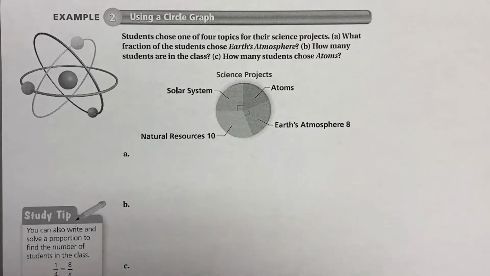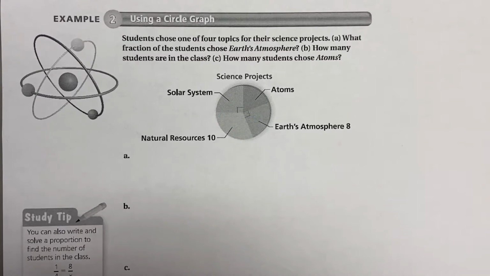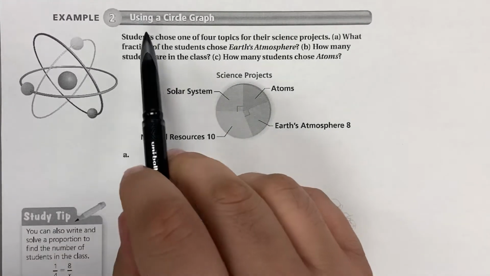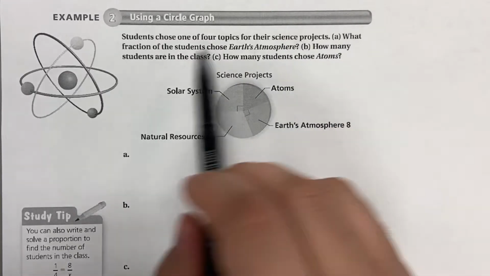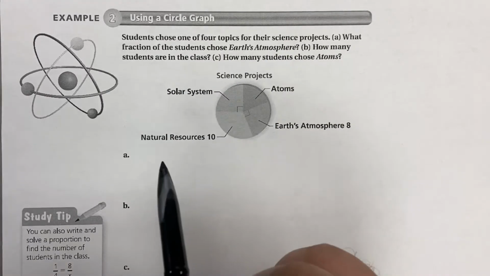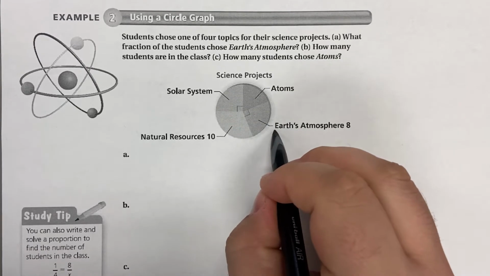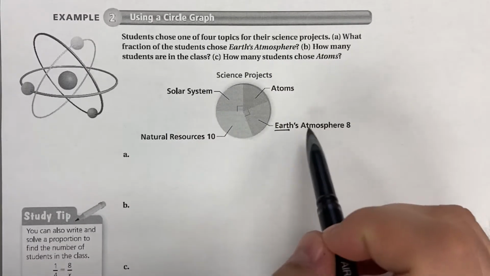Today we're talking about 8.2.2, or using a circle graph. So if we already have a circle graph given to us, this is the idea of how to break items down. In this case, students chose one of 4 topics for their science projects. What fraction of students chose Earth's atmosphere? Okay, Earth's here, and it's actually asking what fraction.